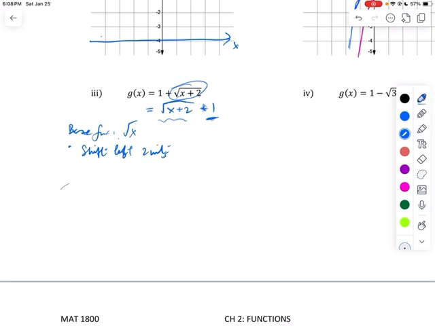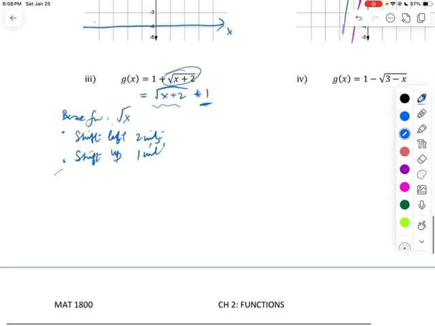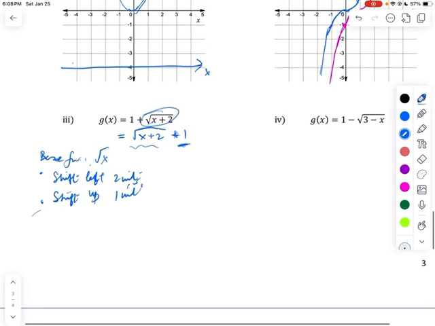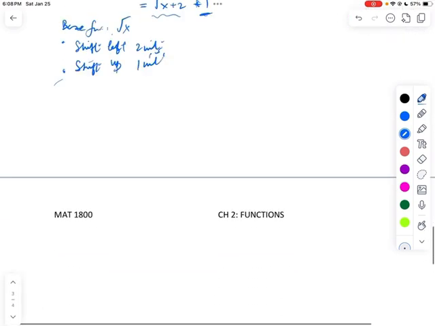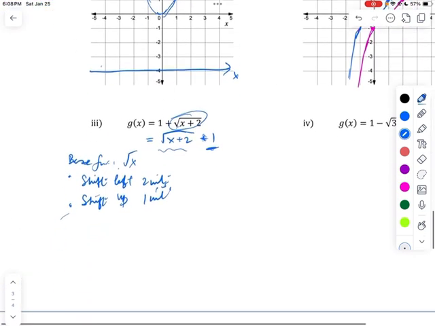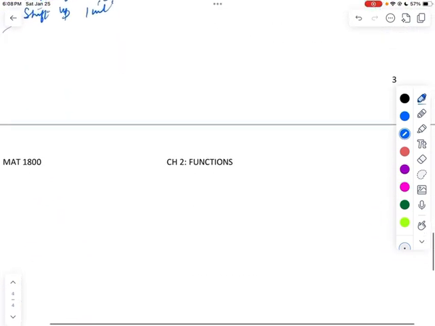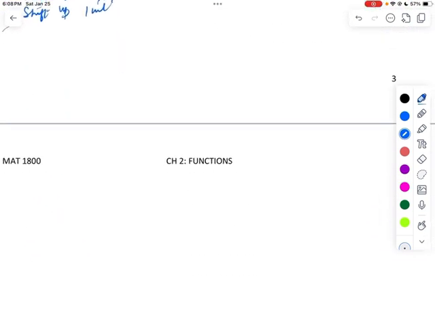Then plus 1 gives you shift up 1 unit. Which means when we graph the function, now I don't have those graphs. So now your graphing paper, the grid. I want to show you how you will do it in your notebook.